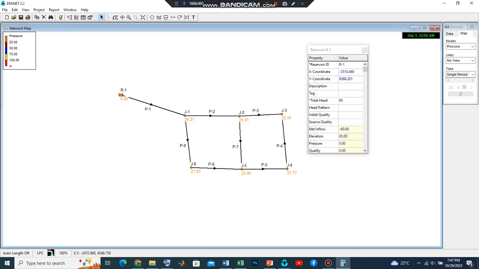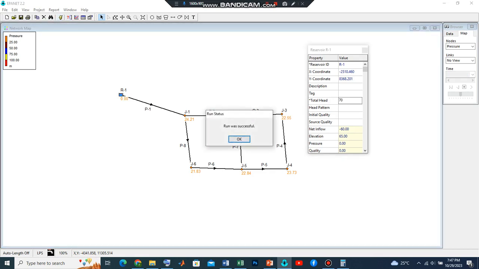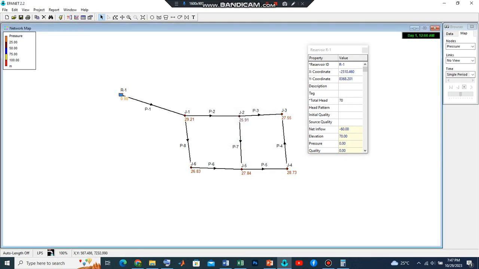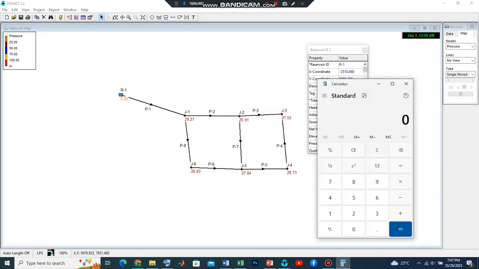So I can decide to increase this to, let's say, 70, and then run our simulation again, and these values will change. Now we have that 29. So let's look at what we have. Let's look at the minimum one. This is 25.91 times 9.81. And what we have is about 254.